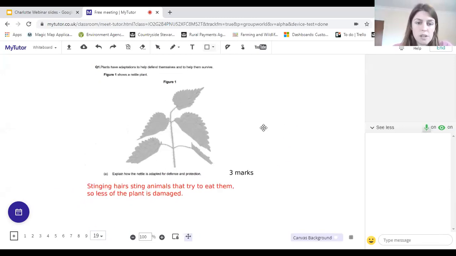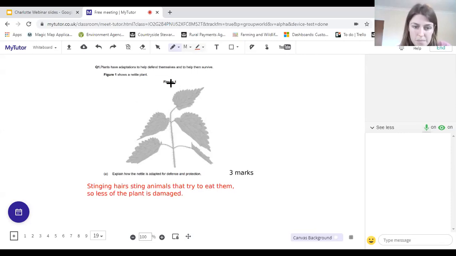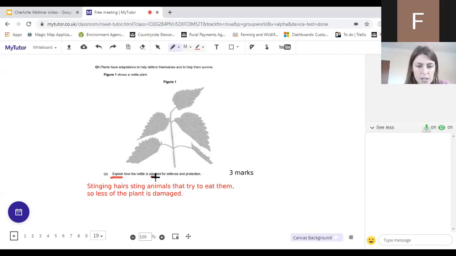Okay, so in this question, as always, we underline the keywords. I'll do them in red. So plants have adaptations to help defend themselves and to help them survive. Oh, been learning about this. Figure 1 shows a nettle plant. Explain how the nettle is adapted for defense and protection.